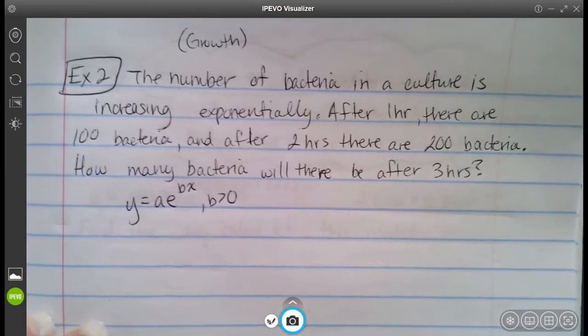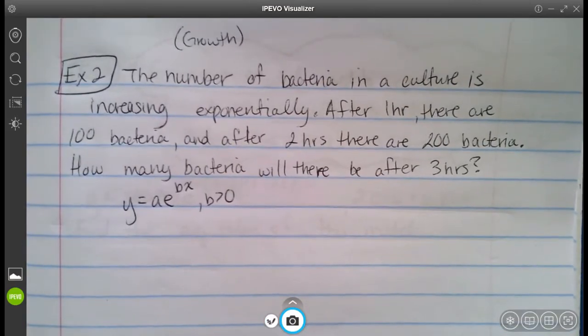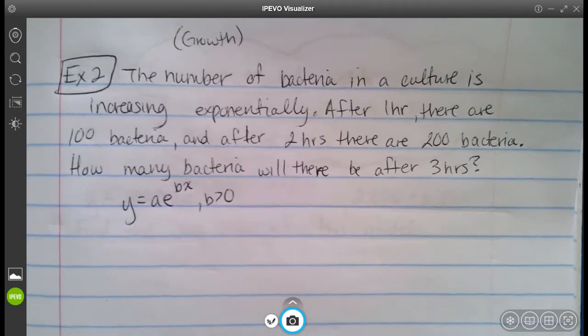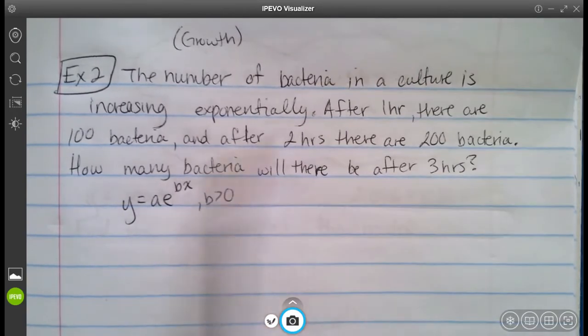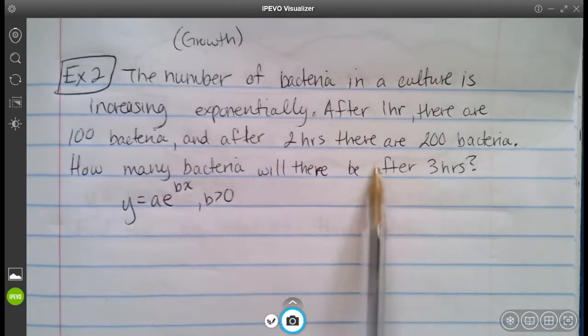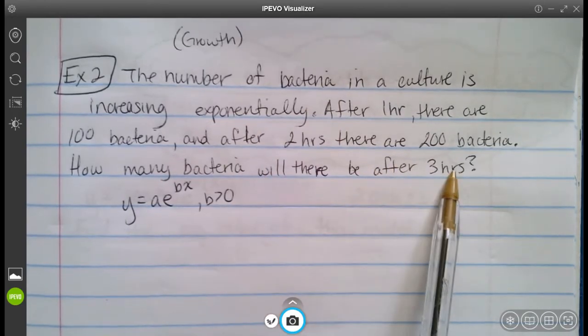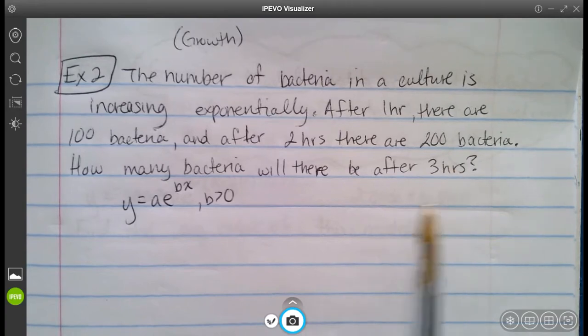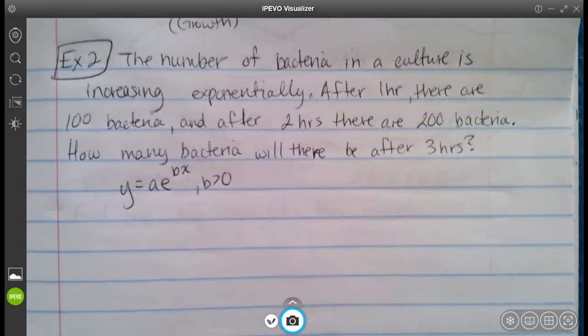I'm going to write what I know. I don't want to call it a system, but I'm going to have these two equations that I'm going to use to figure out what a and b are. Once I figure out the model that represents this information, I can use it to calculate how many bacteria there will be after 3 hours. So let's do that.